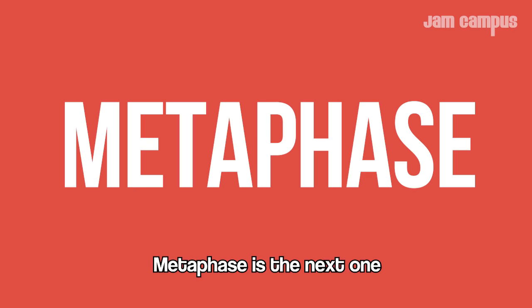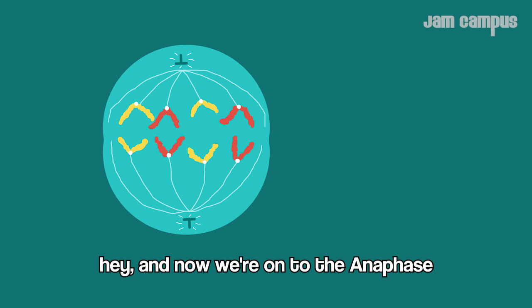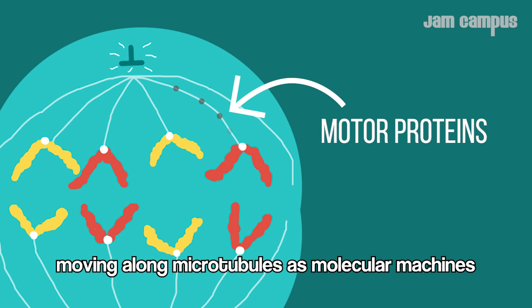Metaphase is the next one. Chromosomes move into the middle, and then they're all lined up. Every chromosome has two kinetochores, with microtubules secured to opposite spindle poles. And now we go on to the anaphase, where sister chromatids separate, thanks to motor proteins moving along microtubules as molecular machines.